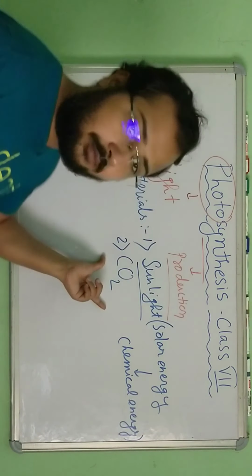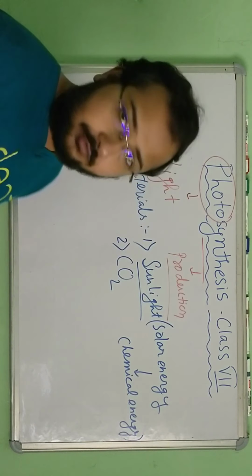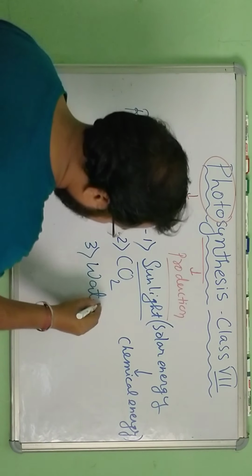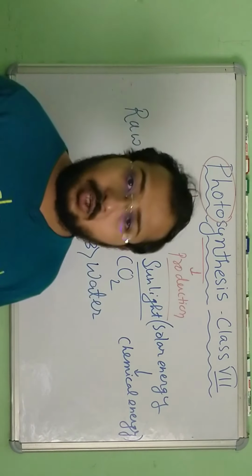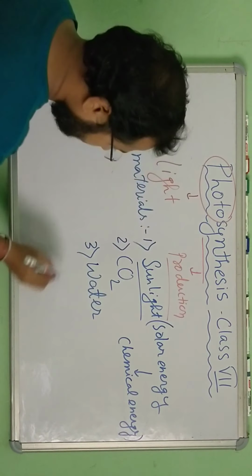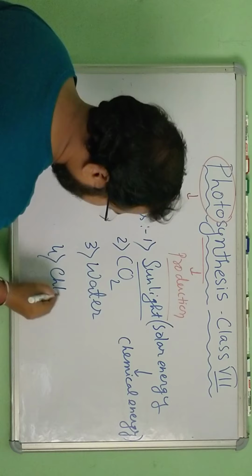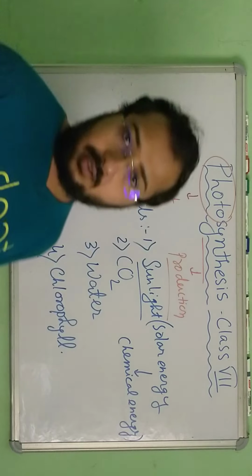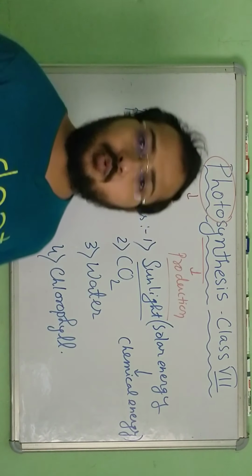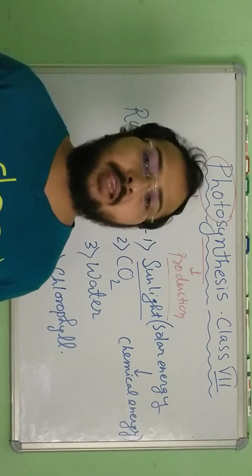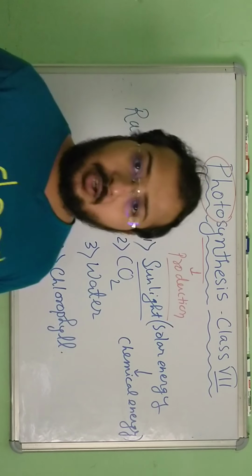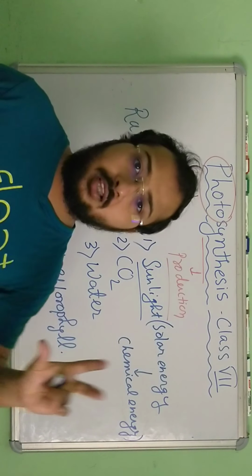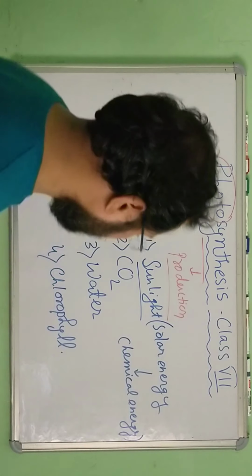So CO2 is absorbed by the plants to make their own food. What next? Number 3, water is compulsory. The plant absorbs water from the soil with the help of its roots. Number 4, we will see about the chlorophyll. So what is chlorophyll? Chlorophyll is the color pigment that traps the solar energy. Understood?